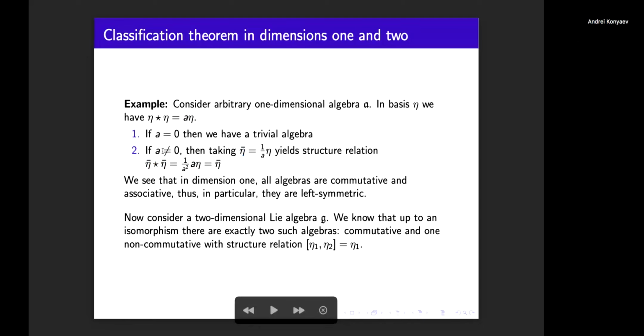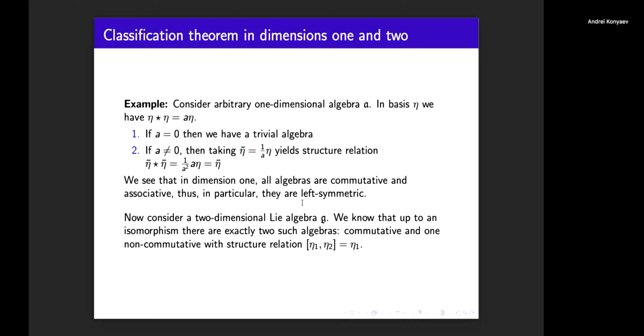Because of the construction, you need to check the commutativity and associativity on the basis vector field, and if you do that for eta, you'll get 0. For the trivial algebra, you will get 0. For this, you will get eta on both sides, and you see that it's associative. Okay, so they're obviously left symmetric. And now we consider the two-dimensional case. This is vast and complicated.